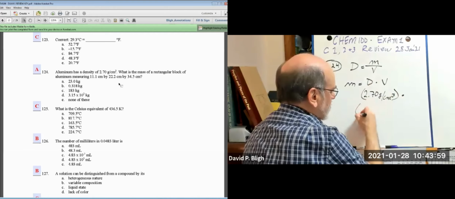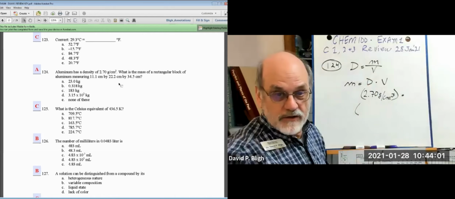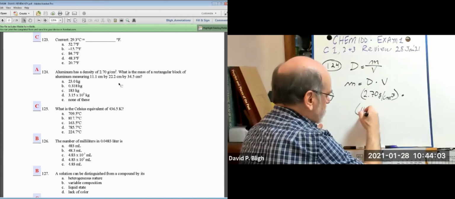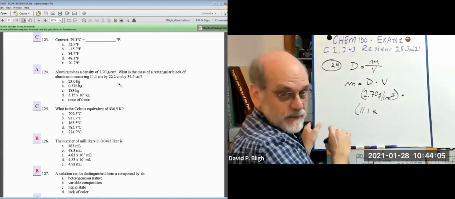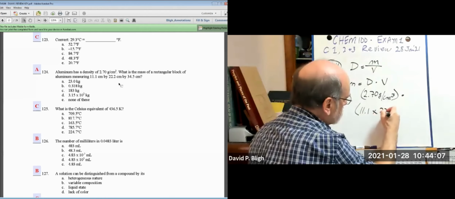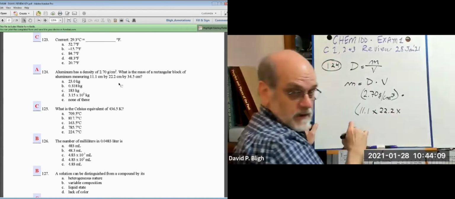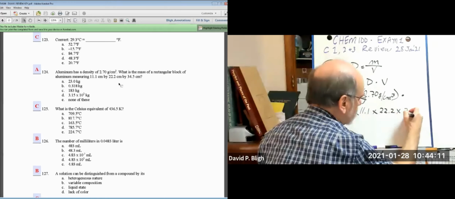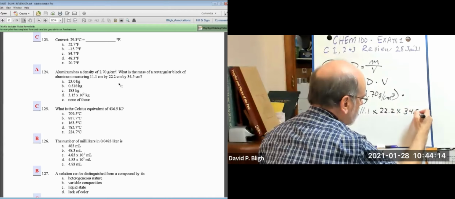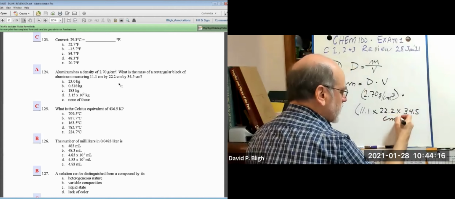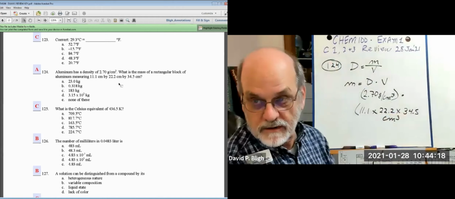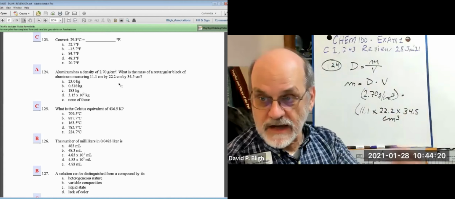Times volume. So we have 11.1 times 22.2 times 34.5. And this is going to be cubic centimeters because we multiplied centimeters times centimeters times centimeters.